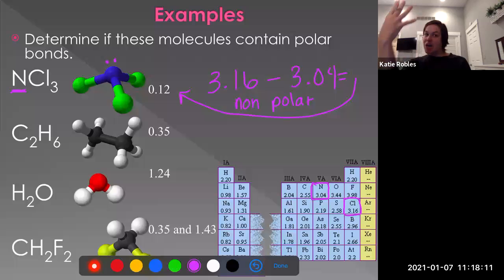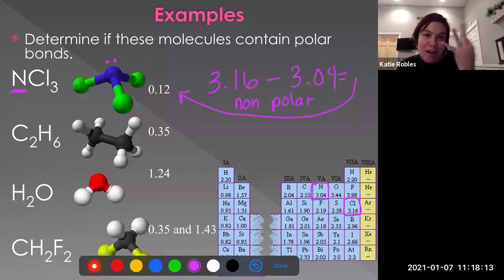Ooh, mind blown. 3 non-polar bonds, but the lone pairs make the whole molecule polar, which again makes some interesting things happen in chemistry. Now, C2H6, I've told you over and over again, C's and H's are non-polar. So I hope you don't have to look it up.